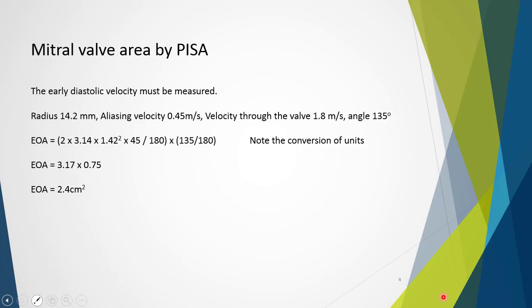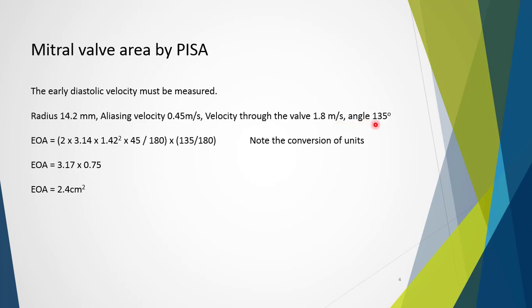There are early diastolic filling and atrial contraction forward flow profiles through the mitral valve. It is the early diastolic velocity that must be measured. Here we have an example. Say we measured a radius of 14.2 millimeters, and the aliasing velocity occurred at 0.45 meters per second. The maximum velocity through the valve in early diastolic filling is 1.8 meters per second.